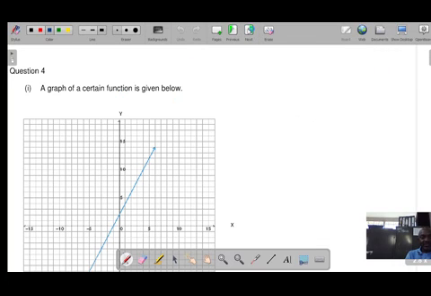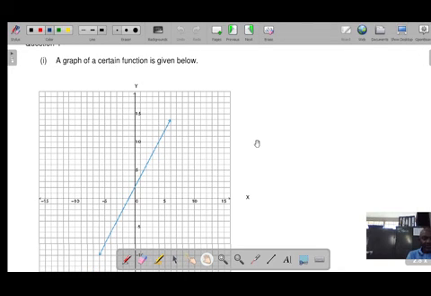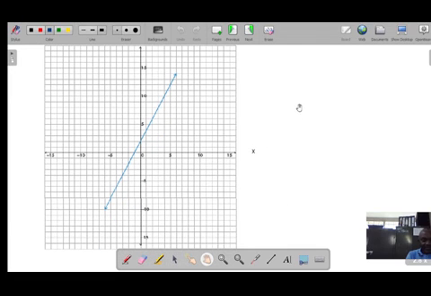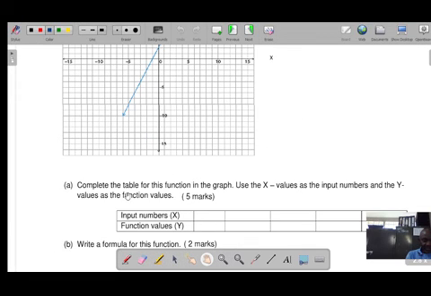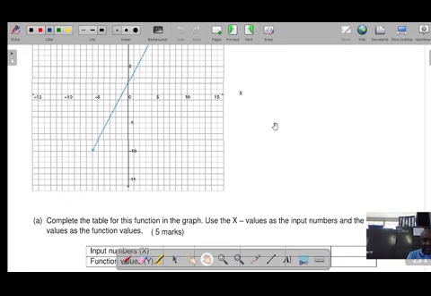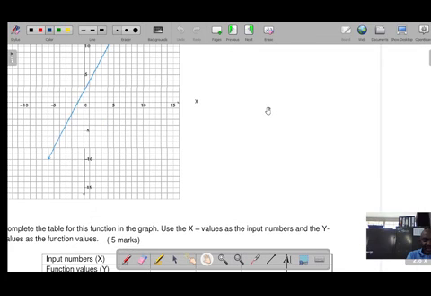Now, question 4 was saying that a graph of a certain function is given below. They give us this graph here, and now they said to complete the table for this function in the graph. Use the x values as the input numbers and the y values as the function values. And this is for how many marks? 5 marks. So we're going to identify the coordinates by ourselves.